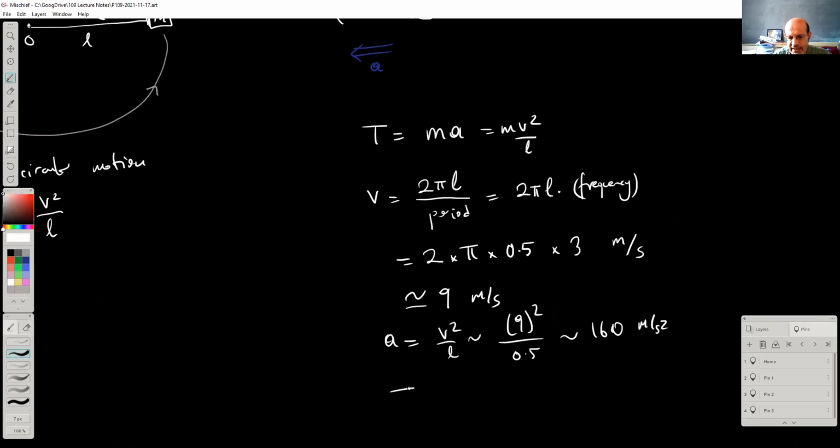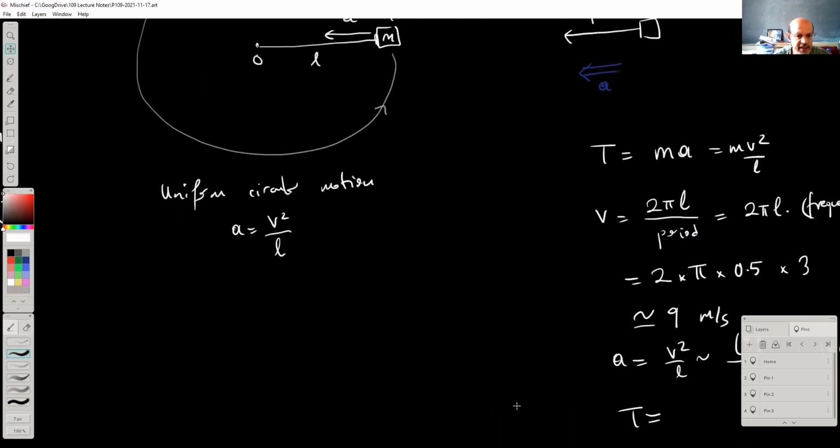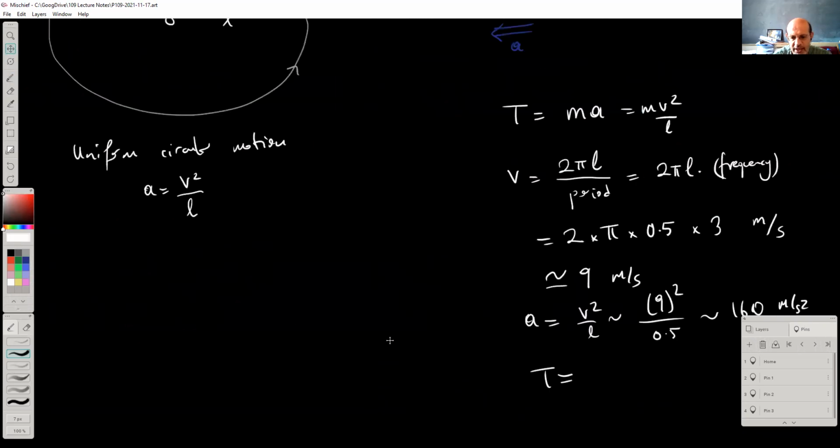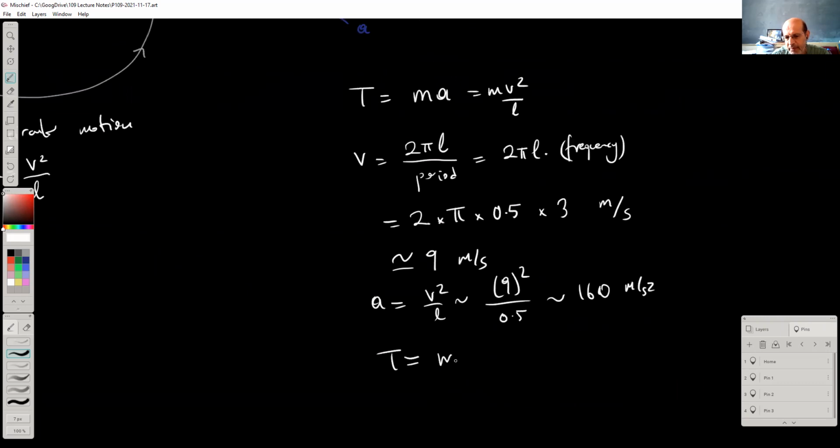So therefore the tension is, I think the mass was 0.1 kilograms, so mass times the acceleration. So it's 0.1 times 160. So that's going to be about 16 newtons. Again, let me say that this is approximately 16 newtons.